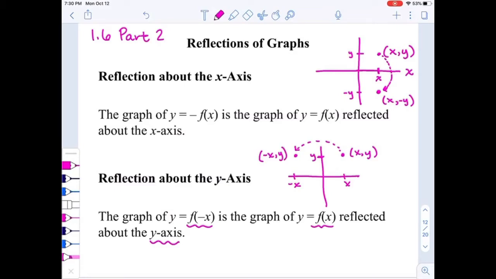So in terms of what's changing when you're doing your reflection, if you're reflecting about the x-axis, the x doesn't change. The y value changes. If you're reflecting about the y-axis, your y value doesn't change. Your x value changes. So the piece that becomes the opposite in terms of those reflections.